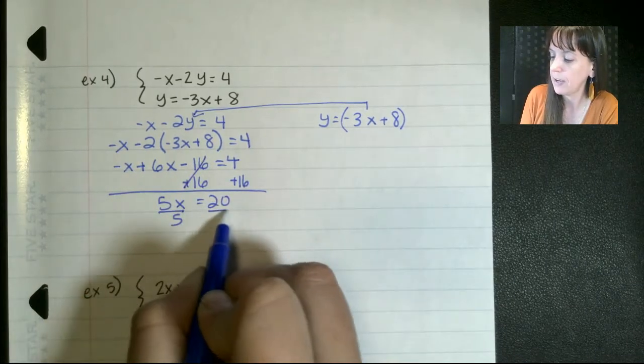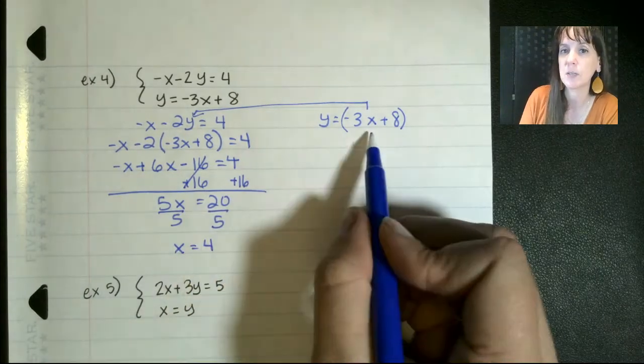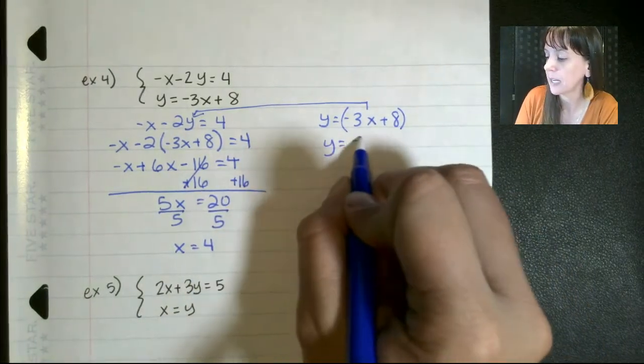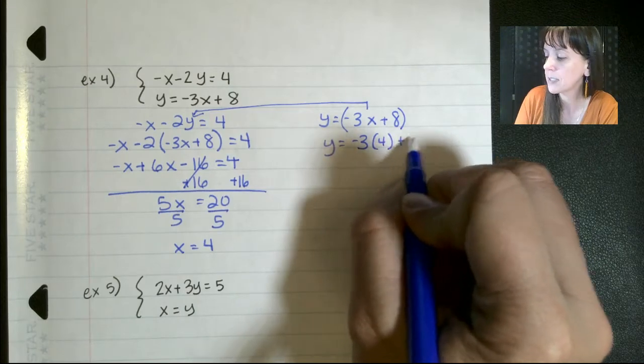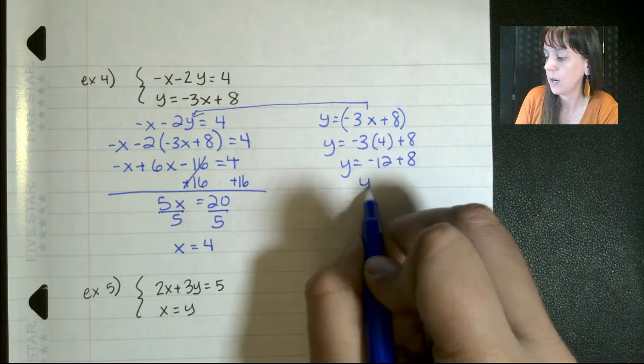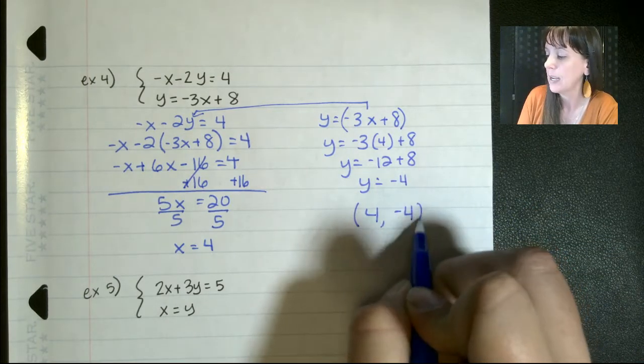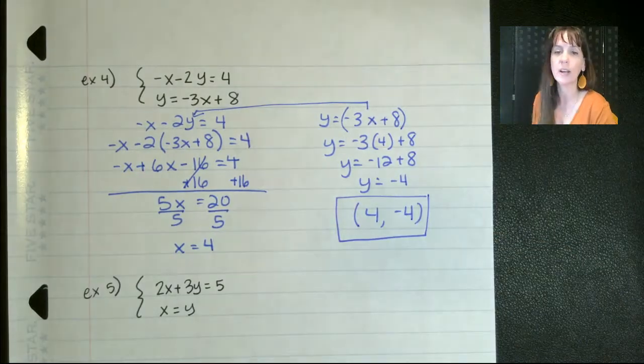Divide both sides by 5. I get x equals 4. Take that 4, let's plug that in over here. Y equals negative 3 times 4 plus 8. Y equals negative 12 plus 8. Y equals negative 4. Okay, so my x is 4. My y is negative 4. That means my solution is 4 comma negative 4.